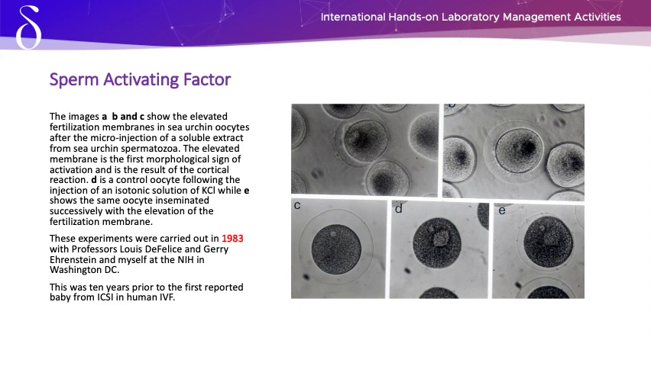Now, as a control in D, we just injected a sham isotonic KCl solution just to show that the injection itself did not cause activation. But as a double control in E, we then added sperm to that oocyte, and the sperm were able to activate the cortical reaction just to show that the cortical granules were still present.